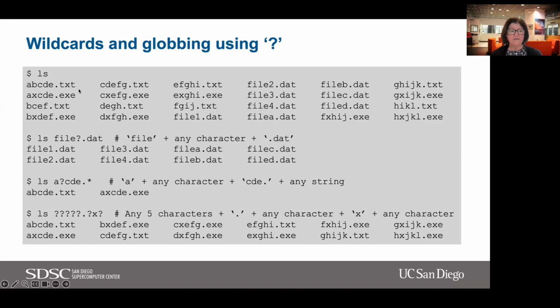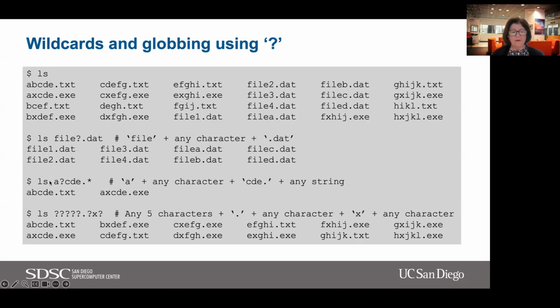There are our files in this one particular directory. And now we're looking at file question mark .dat. So we have file plus any single character ending in .dat. So that's file1, file2, file3. It's very similar in this case, but here we get fileAB and fileC. So anything that has file in it.